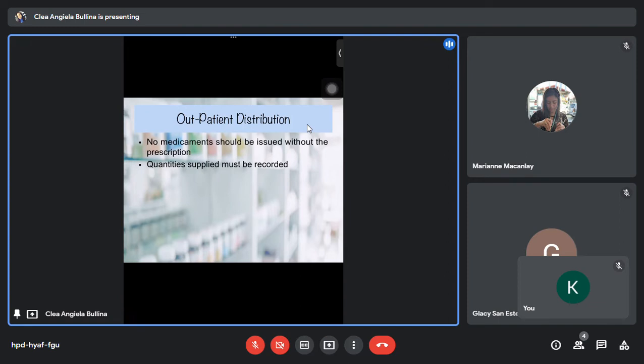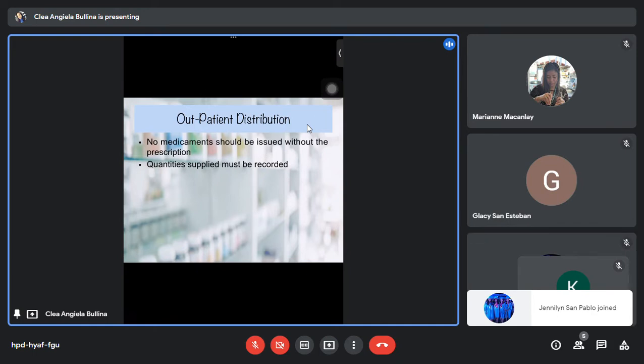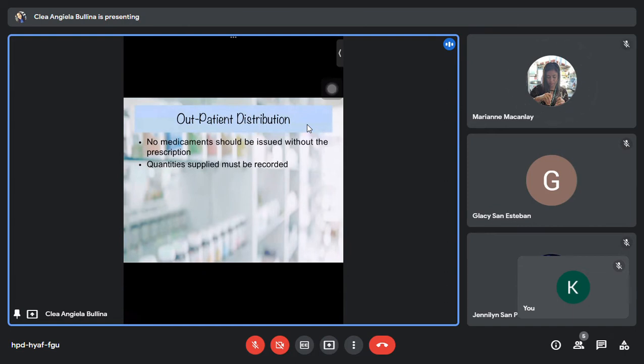Okay? So, after the issue has been made, the quantity supplied must be recorded. Okay? So, after na-issue yung prescription sa patient and then the patient goes to you, after that, i-record mo yan. Okay? Kasi part yan ng inventory. Okay, so in short form, the outpatient department is called OPD.